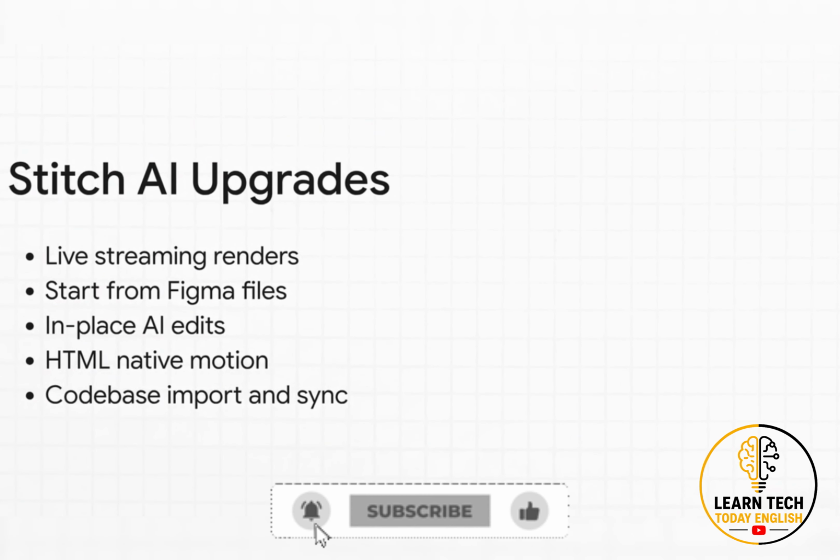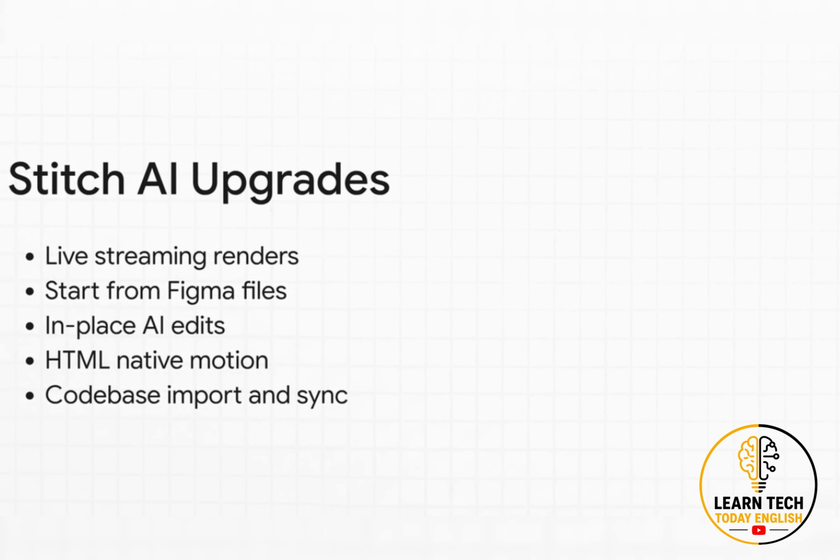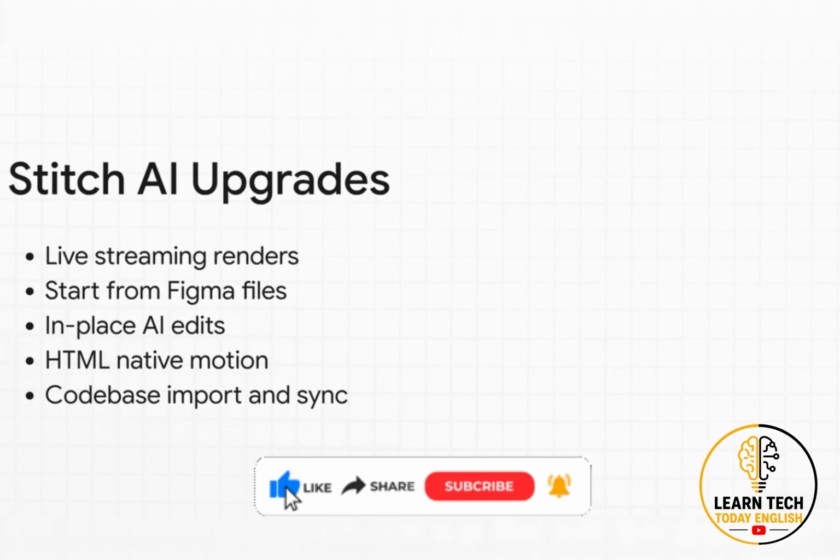Let's rapid fire through some massive upgrades to Stitch, which is Google's AI-powered UI design product. You can now see live streaming design renders while the AI works, which means you can steer the design in real time. You can start directly from your existing Figma files instead of a blank canvas. If you don't like a specific button, just use in-place AI rewriting to change that one element without messing up the rest of the layout. You can build native HTML motion animations, and best of all, you can import and sync your entire codebase. Basically, founders can now handle the whole loop of UI design and coding in one single workflow, a total game changer.